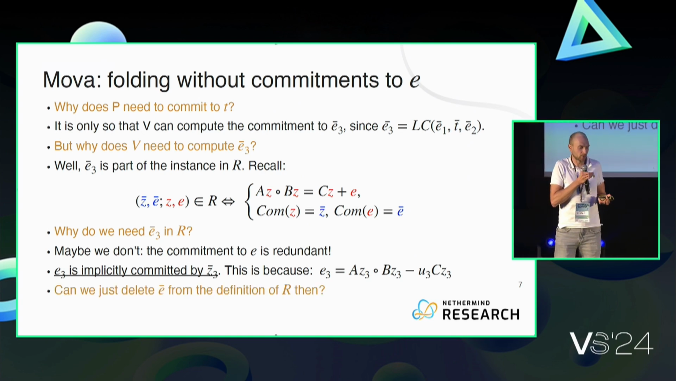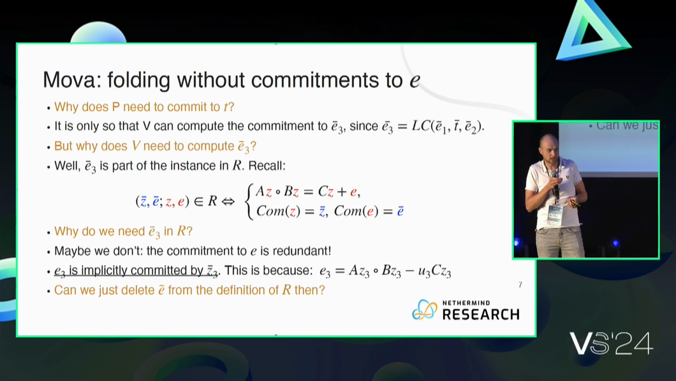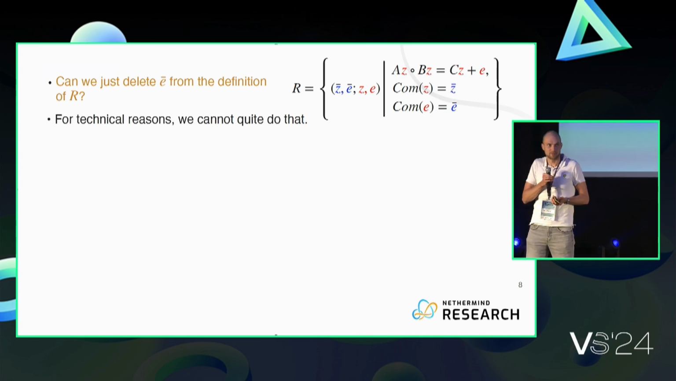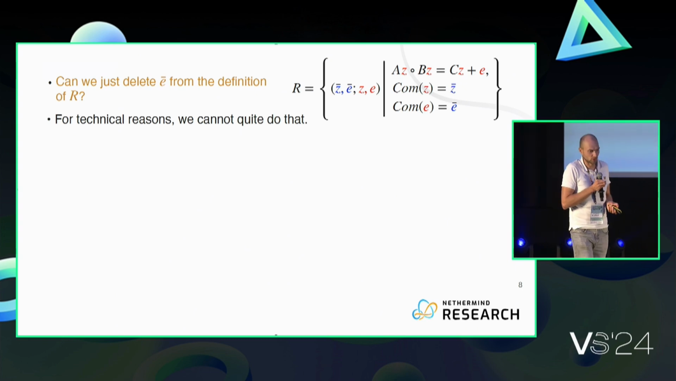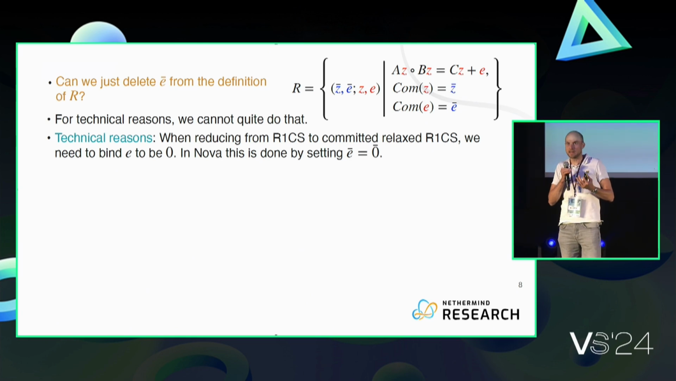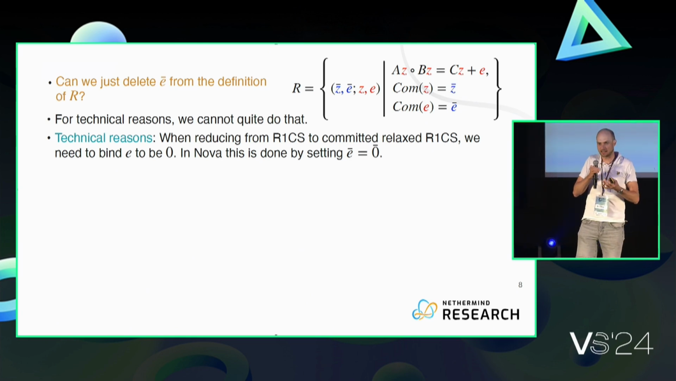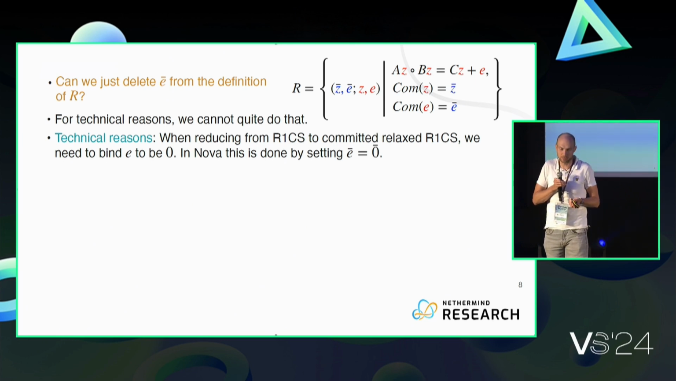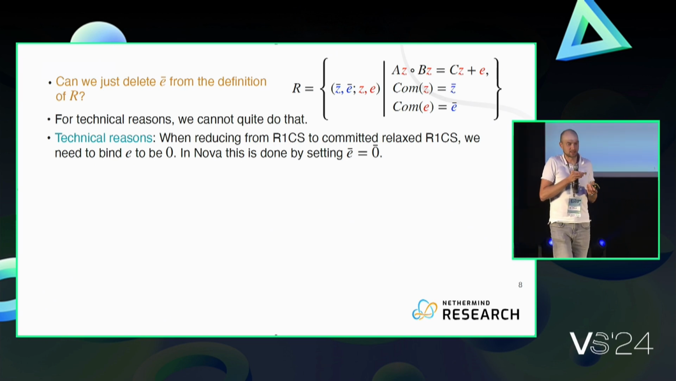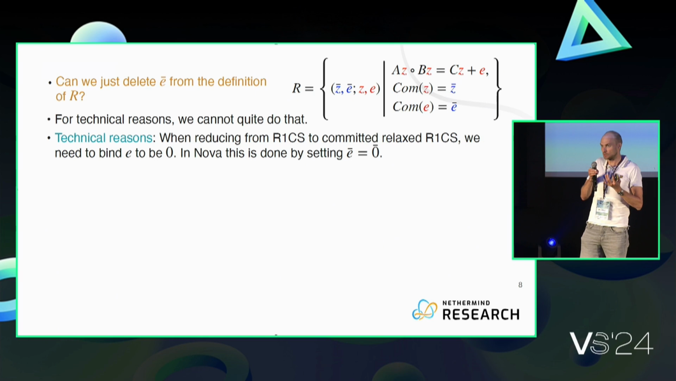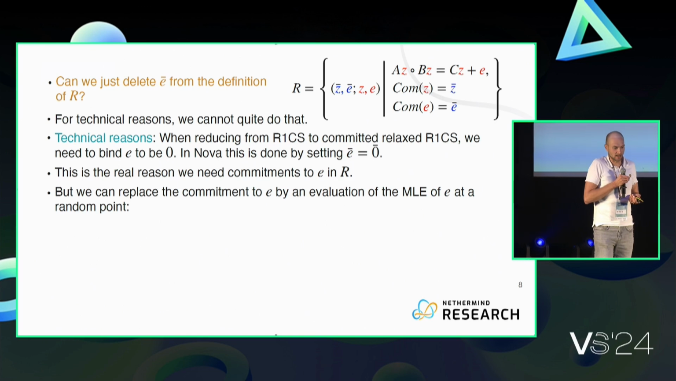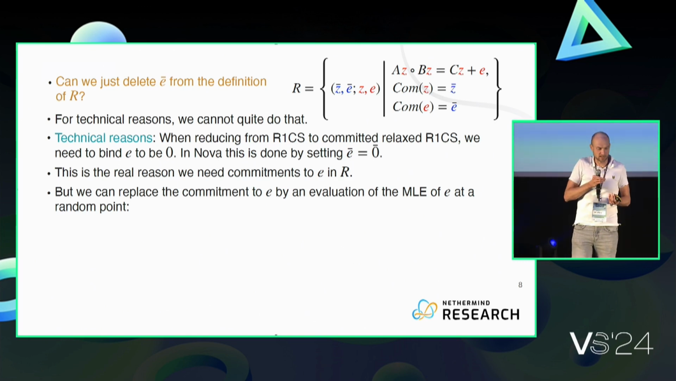So the question is, can we actually just delete E from the definition of R? And this is no, not really. There are some technical details why we cannot do that. To give an overview of the technical details, when we reduce an R1CS instance to a relaxed R1CS instance, we actually need E to be 0. And in Nova, it's done by setting the commitment to E to be a commitment to 0. And this is why we need to commit to E in R.